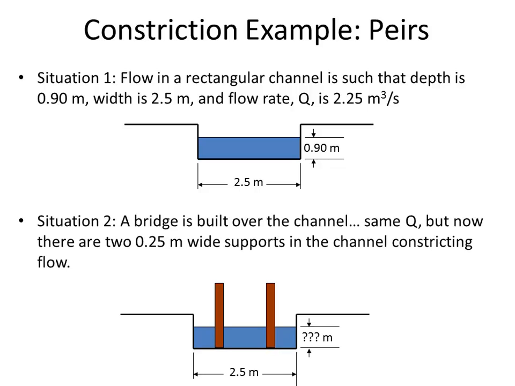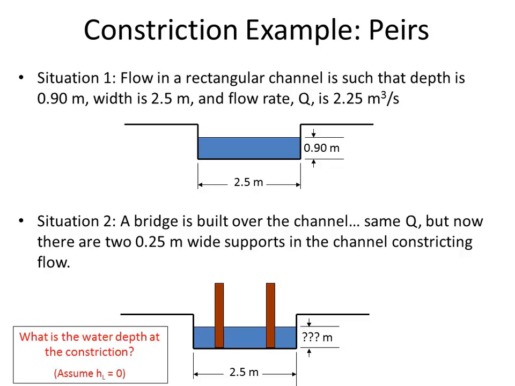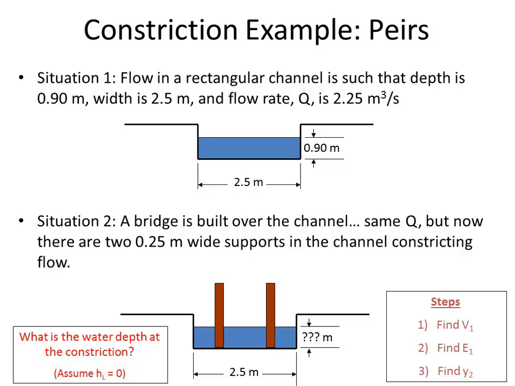And then downstream of that, a bridge is being built over the channel, and so we have to put in supports. And those piers, since they go through the stream, are effectively decreasing the available flow width for the channel. And so we want to find out what is the water depth at the constriction. To do that, we're going to step through, first of all, finding the velocity at 1, finding the specific energy at 1, and then finally we'll be able to find the depth at 2.